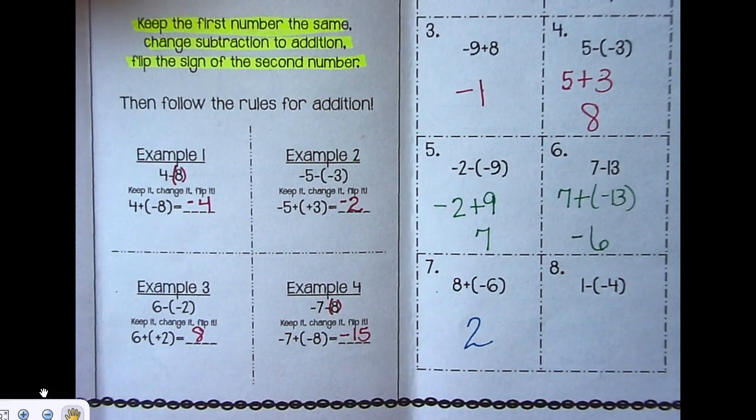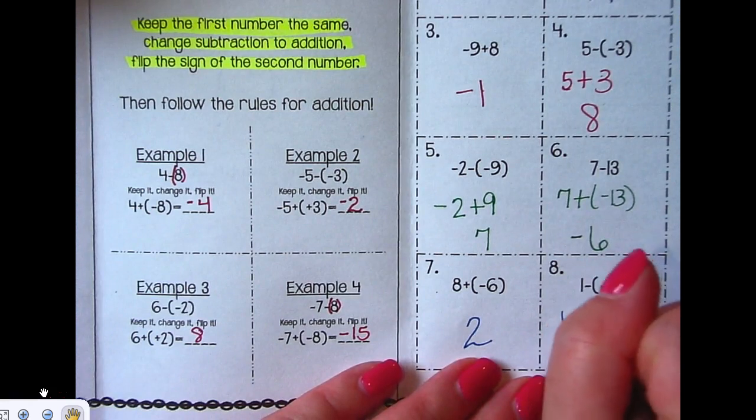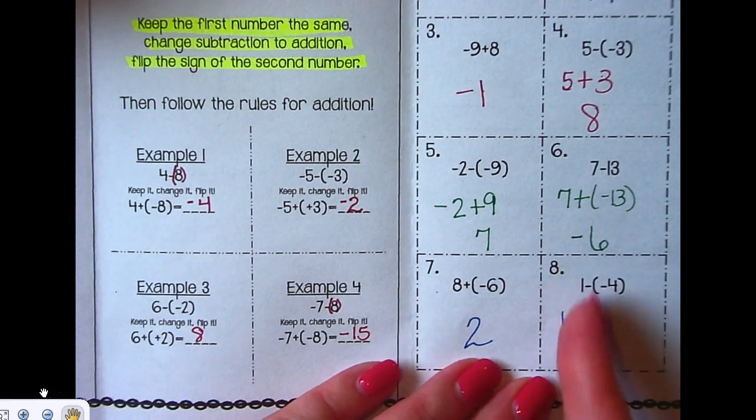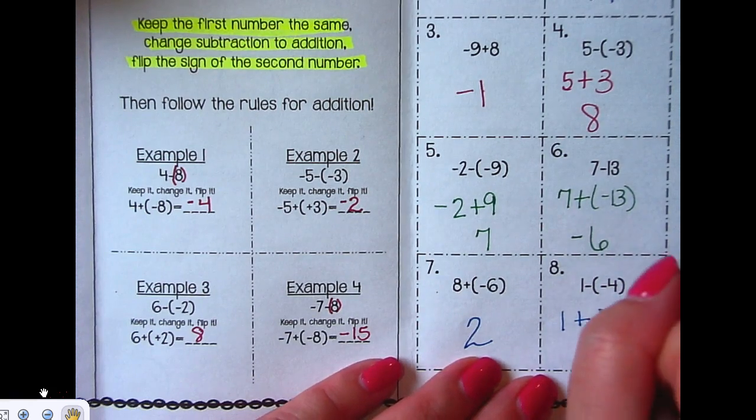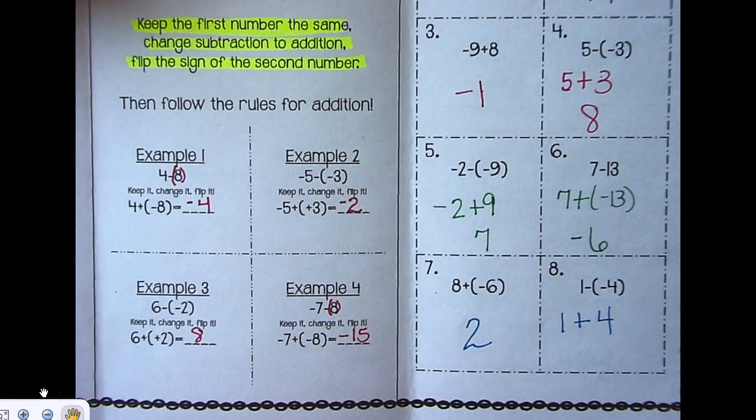Last one. What do we do? Anna? Change it to an addition problem. So that's 1 plus. If I change that to addition, I change that to a positive. 1 plus 4. And 1 plus 4 is 5.